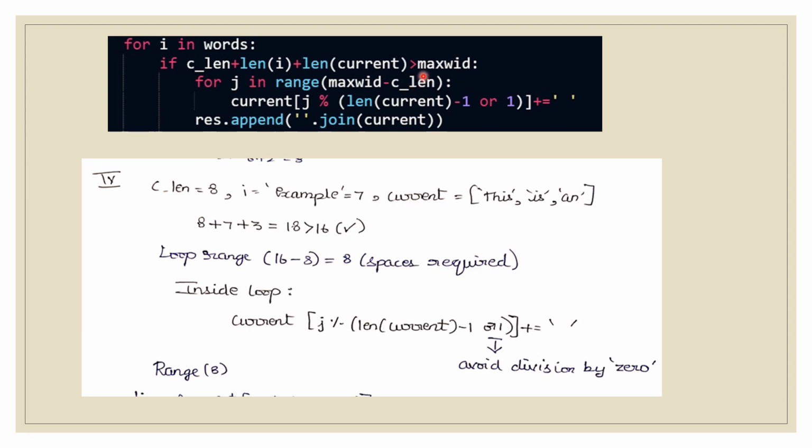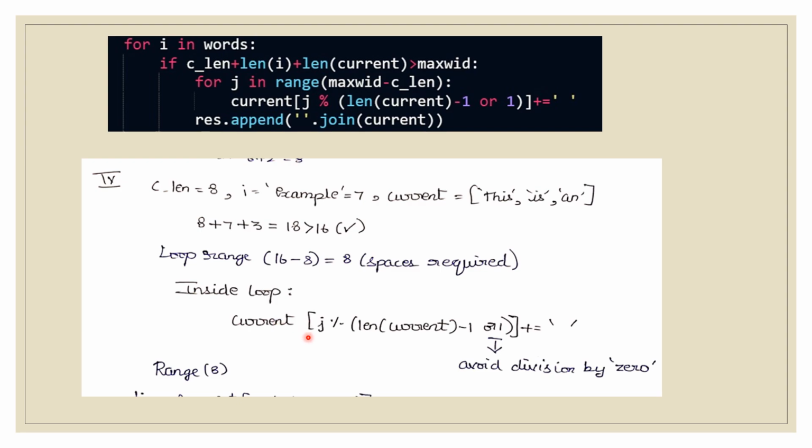Once the condition is satisfied, we'll be encountering this loop. This loop is going to help us to evenly distribute the extra spaces in order to meet the maximum width condition. In our scenario, 16 is the maximum width and the current length is 8. So 16 minus 8 is equal to 8. So 8 spaces are required in order to meet the condition of maximum width.